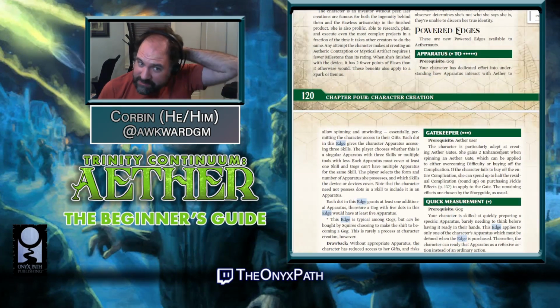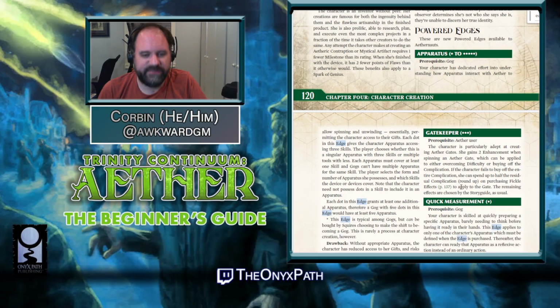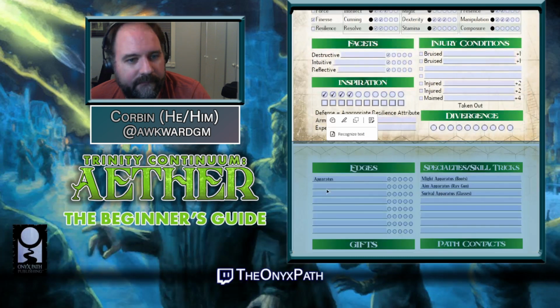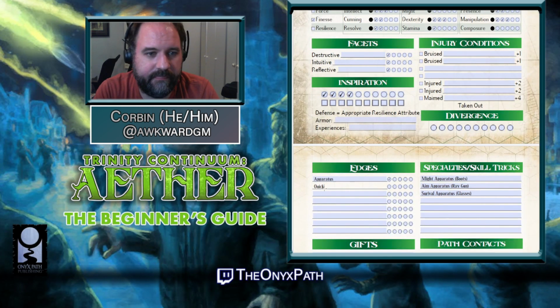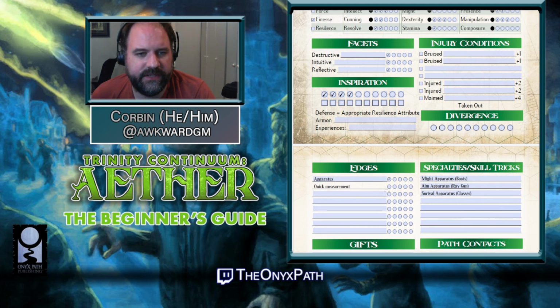Anyway, so I've taken one in that. Quick measurement. Character skilled quickly. This applies to only one character. Apparatus, which must be defined when the edge is purchased. Oh, so I can have the apparatus in my hand as a reflexive instead of a simple action. That's actually really good. I'm gonna take that. And it's just a 1 dot, so I still have 3 dots left.